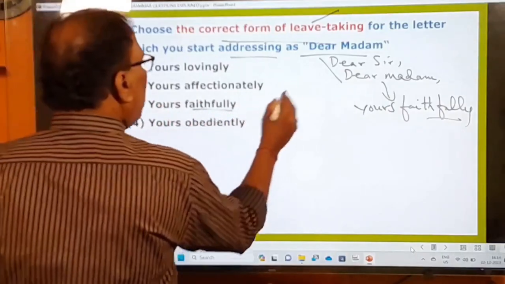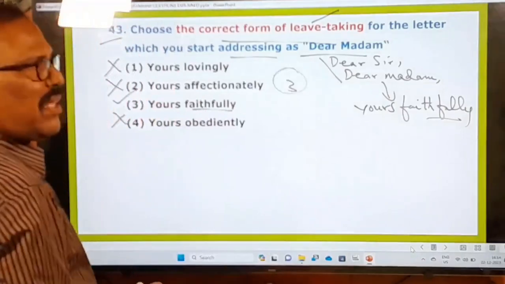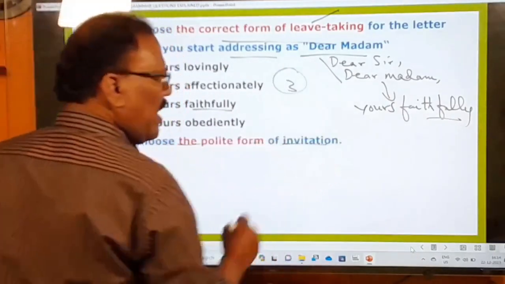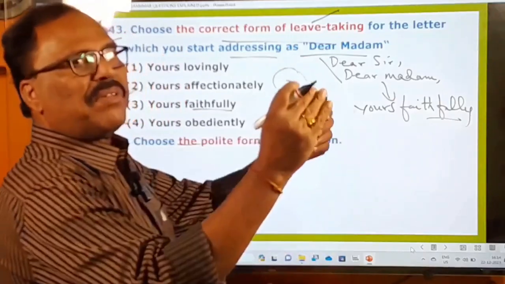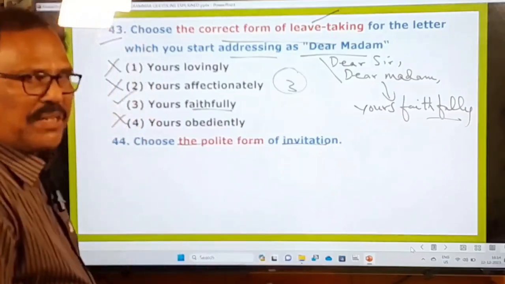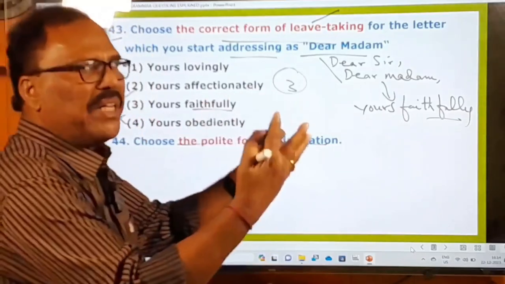So this is the right one, and the third one is going to be your answer, right? And now let's move on to the next question. Choose the polite form of invitation. You are inviting somebody for something. So what is the polite form of invitation? How do you request somebody for something?